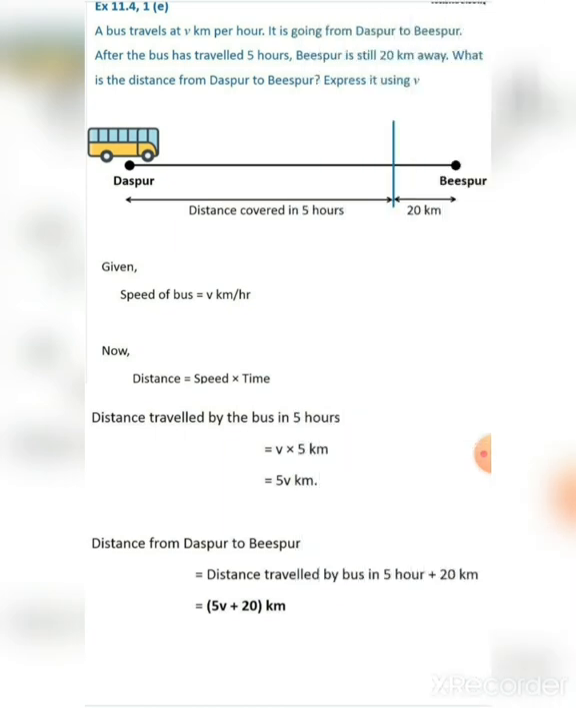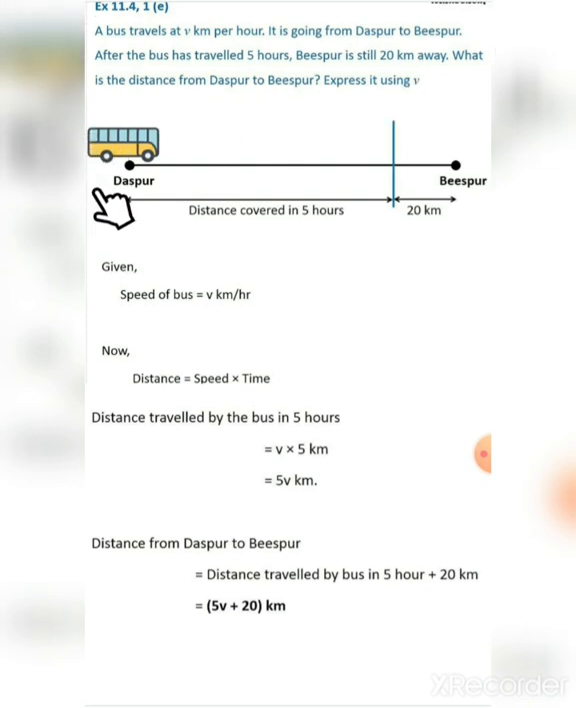Yes, E part. A bus travels at V kilometer per hour. There is a bus which travels at V kilometer per hour. It is going from Daspur to Bispur. After the bus has traveled 5 hours, Bispur is still 12 kilometers away. What is the distance from Daspur to Bispur? You have to express it using V.